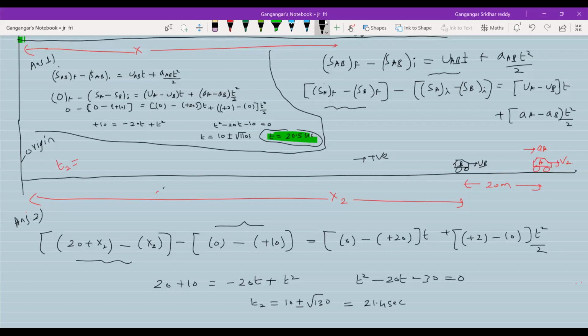So you see how troublesome the questions are for you in the exam. Find the time interval between when car A crosses car B and when car A becomes ahead of car B by 20 meters. It means he's asking T2 minus T1. He's asking T2 minus T. Is it okay? Okay, sir.